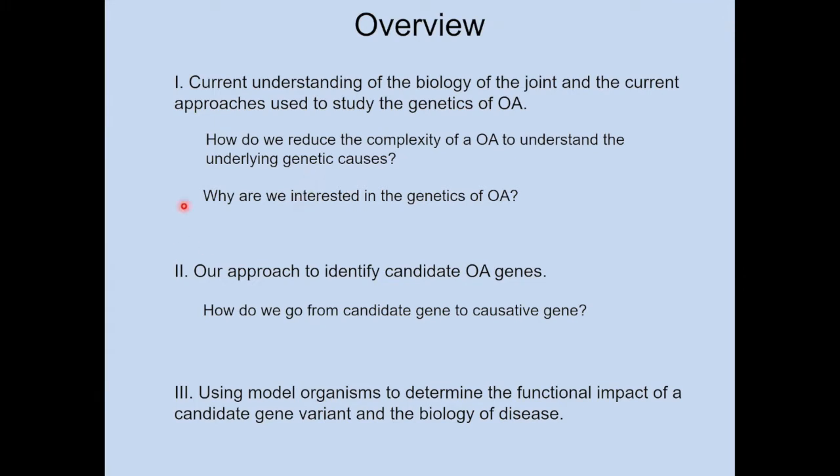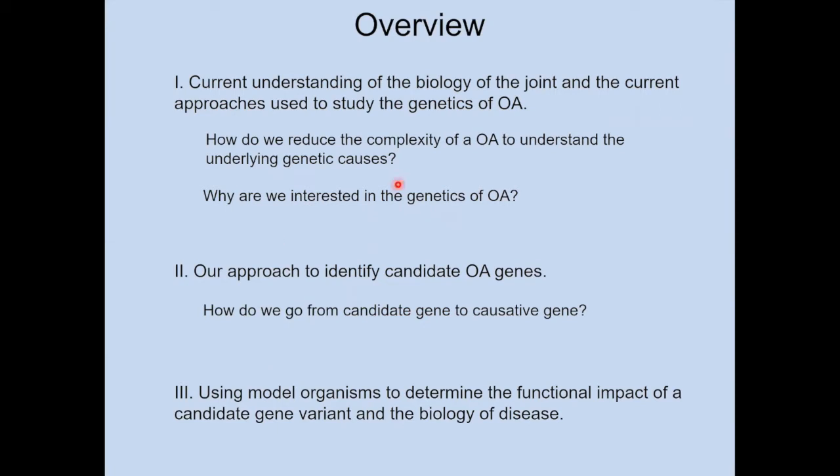The second question I have here is, why do we even care about the genetics of OA? Hopefully this will become obvious as the talk goes on, but the bottom line is we need to understand what the genes are that confer susceptibility to OA, so we can target those genes and develop therapeutic intervention, which we currently do not have for OA. So I think this is a very important question.